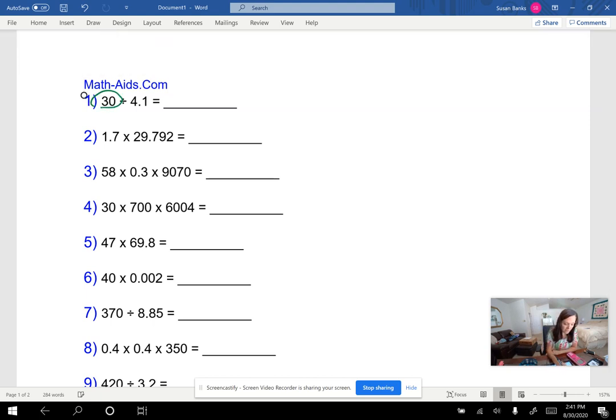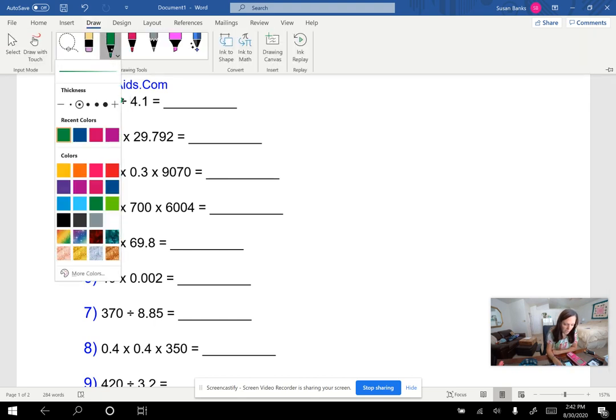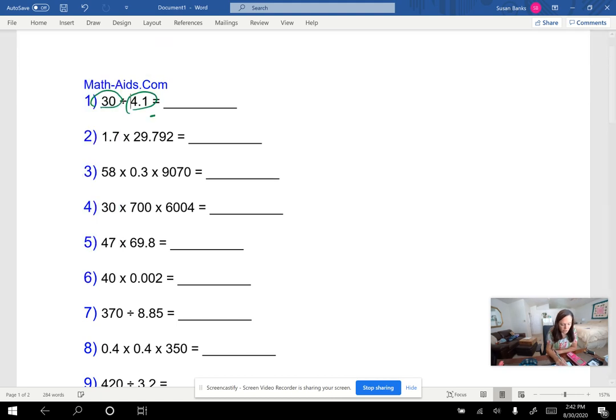So we're going to look at these input numbers right here. So I've got 30 and 4.1. Notice that 30 has no decimal place on it at all. So this gives me 1 digit. The 4.1 gives me 2. So which one is smaller? The 1. So I really can only post 1 digit.